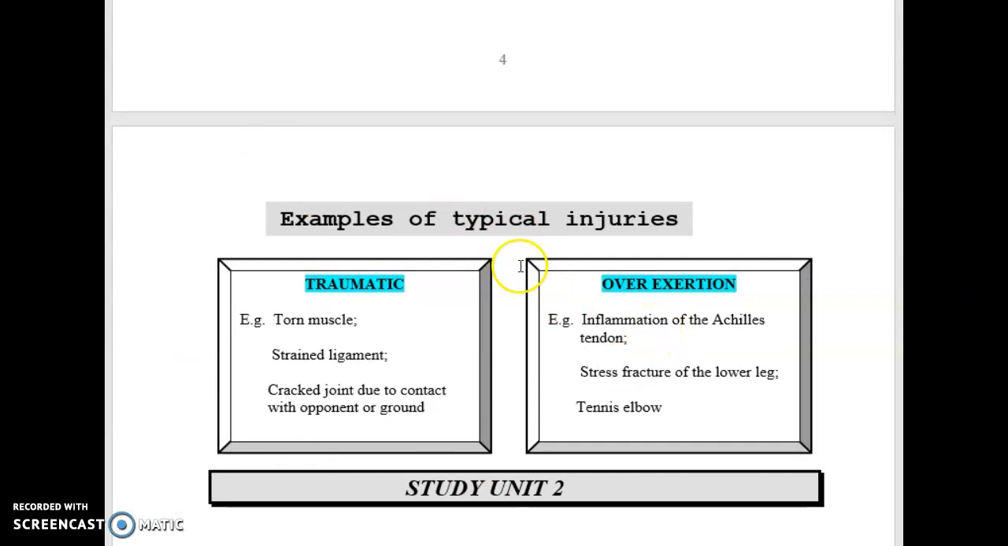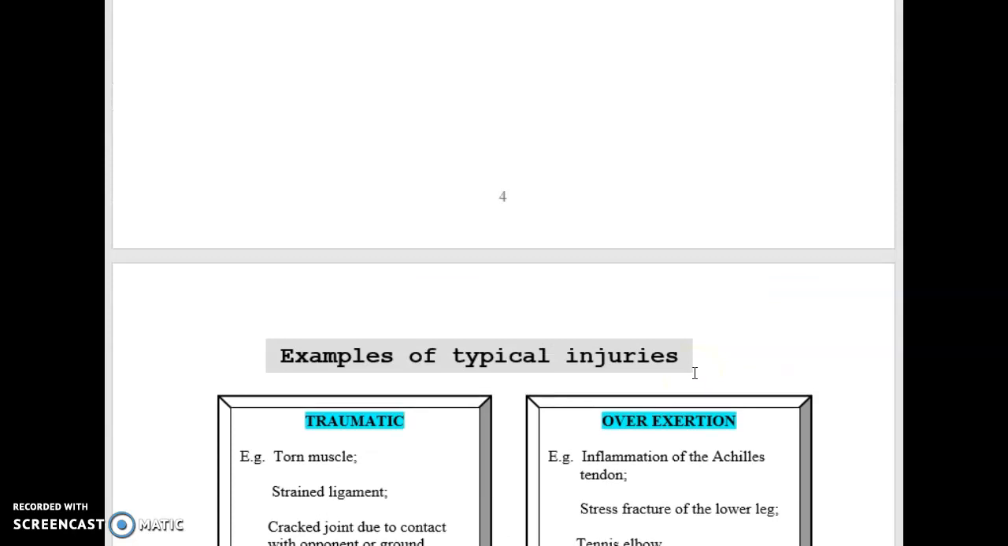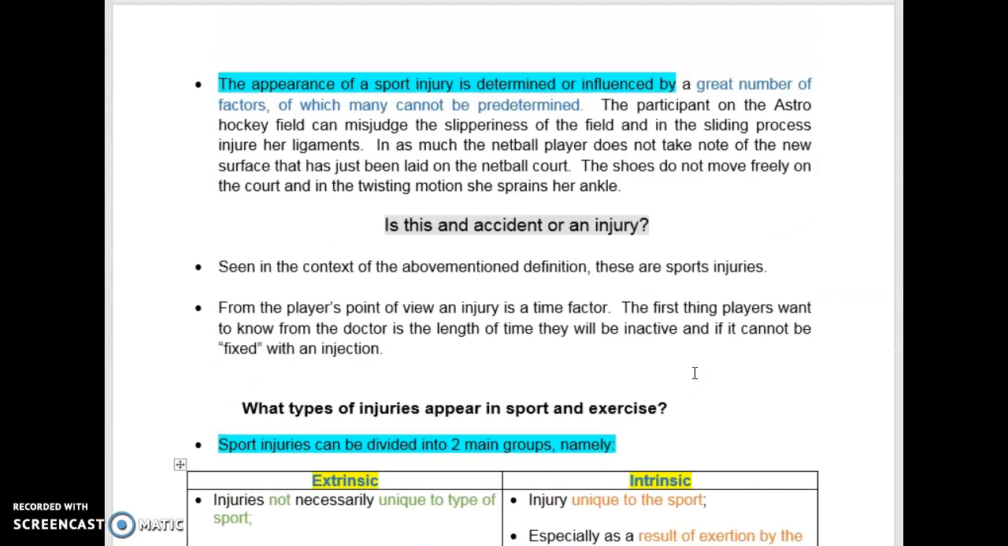There are also two other types that you must be able to identify, and this is traumatic and overexertion. Examples of traumatic are a torn muscle, a strained ligament, or a cracked joint, and overexertion is inflammation of the tendon, a stress fracture of the lower leg, and something like tennis elbow.